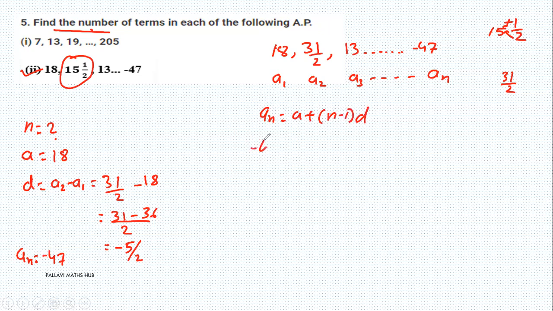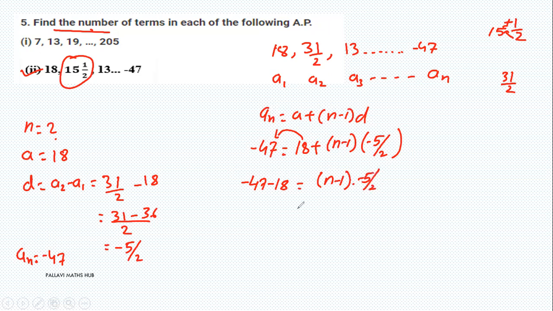The value of AN is minus 47, which equals the value of A, 18, plus N minus 1 into D, where the value of D is minus 5 by 2. In the next step, take 18 to the left-hand side: minus 47 minus 18, which is minus 65, equals N minus 1 into minus 5 by 2.